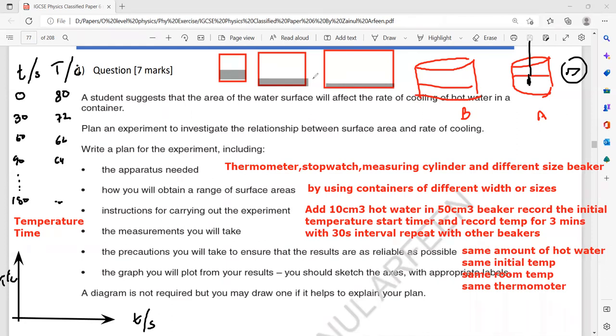And what will be the likely shape of the graph? The likely shape of the graph will be like this. The slope here always represents the rate of cooling.